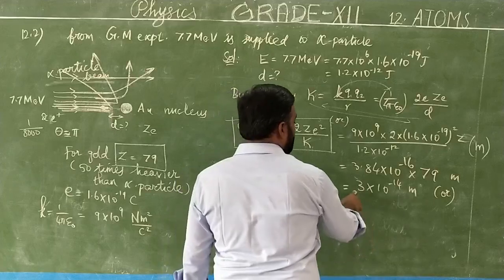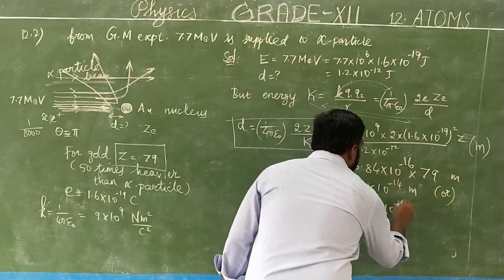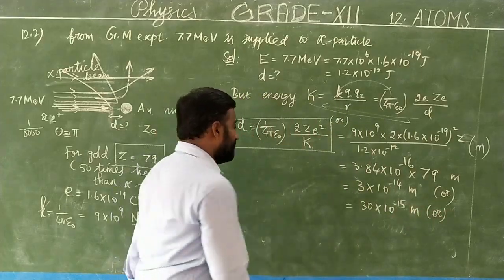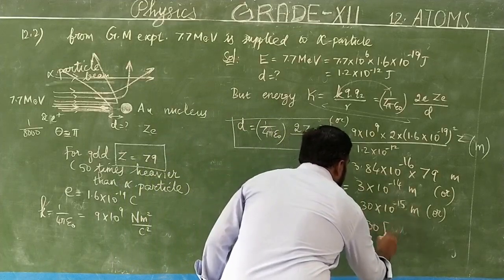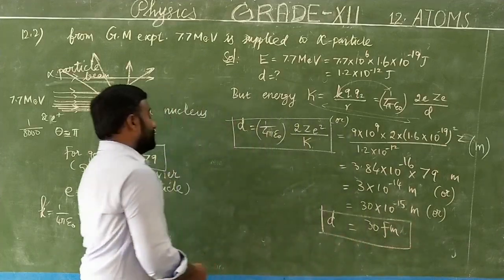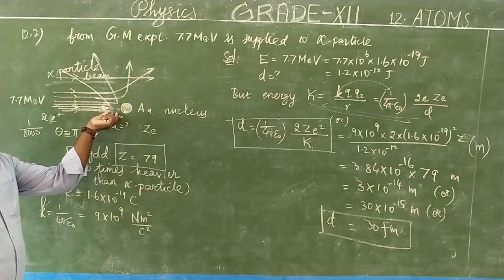here if you add 10, then the power will reduce. So 30 into 10 raised minus 15 meter. So minus 15 is nothing but Fermi meter. So finally from the experiment we got the result as 30 Fermi meter. So this is the distance of closest approach for collision between the alpha particles and the gold nucleus without touching the surface of the gold nucleus.